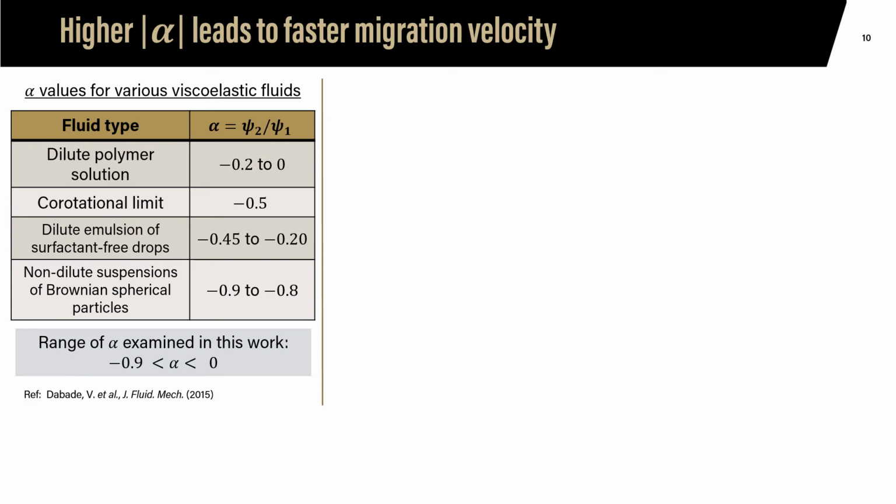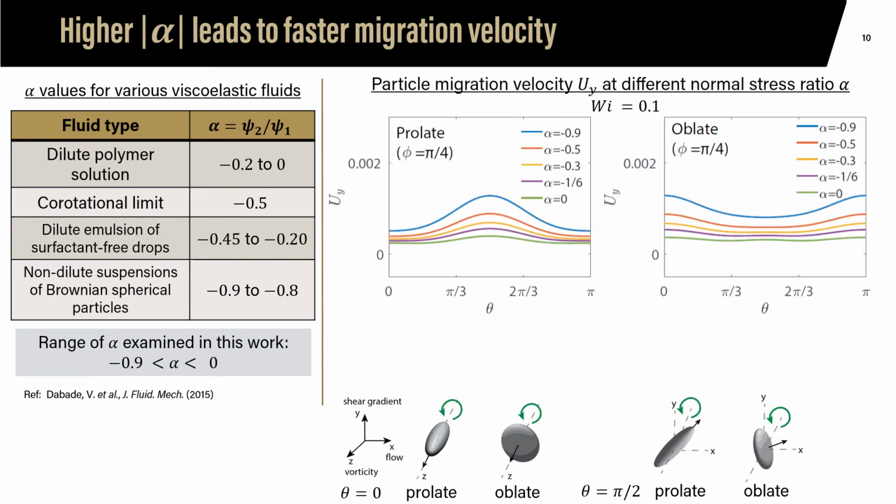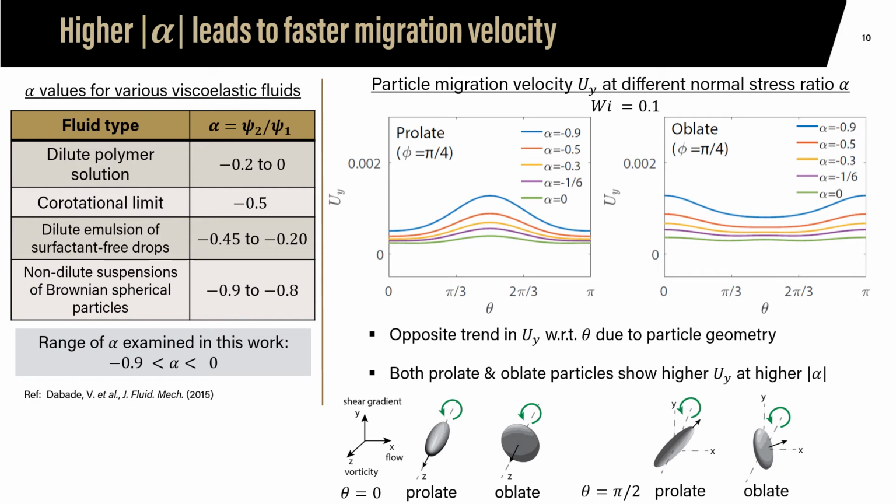The first thing we'd like to see is how alpha will change the migration velocity of the particle in the flow. In this plot, we show the particle migration velocity at different theta angle and at different alpha values. We see that in terms of different angles, the two particles show opposite trend with respect to theta in migration velocity simply due to the geometry definition, and we'll discuss this in later slides. In addition, for all the tested angles, particle shows the same trend with respect to alpha in migration velocity, and will have higher migration velocity at higher magnitude of alpha.